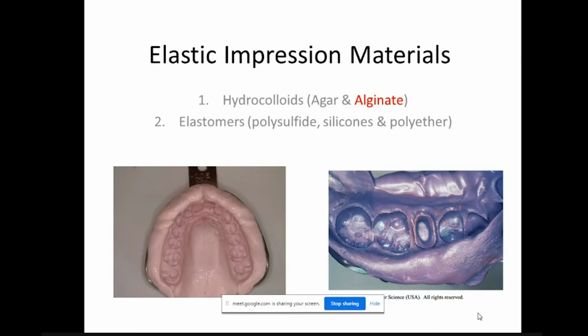Elastic impression material. Number one, hydrocolloid, as we say, for example agar impression material or alginate. Both of them are hydrocolloid, and both are elastic impression materials. While elastomers are like polysulfide, silicone and polyether, the rubber base.